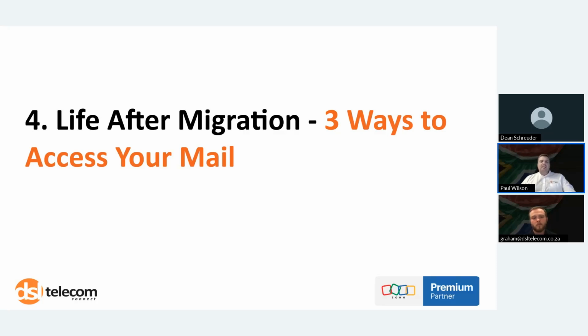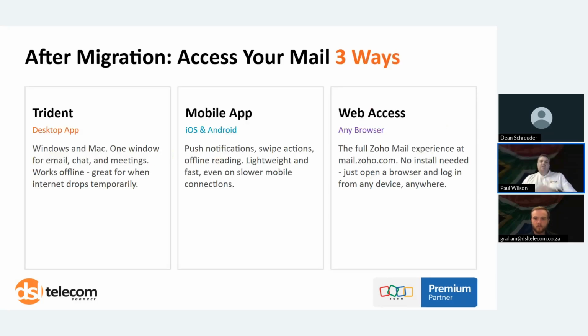We're going to look at the 3 ways that you can access your mail using Zoho Mail. The first is obviously Trident, which is the desktop app. For anyone who comes from an environment of using Outlook on their computers, it's a desktop app that sits on their computer. It's available on Windows, Mac, and Linux, and it gives you one window. It's one tool from which you can chat, book meetings, use Click, and basically use the whole workplace suite right from within this desktop application.